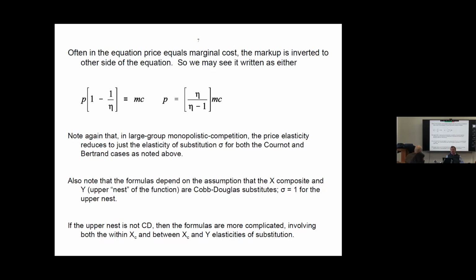Now, again, this is not the market elasticity of demand. This is the firm's perceived elasticity of demand, which depends on its market share. So you change the number of firms, you change the perceived elasticity of demand, but not the market elasticity of demand. The formula does depend on the fact that the upper nest in the utility function is Cobb-Douglas. If it's not, the markup formula is a lot more complicated, and we don't want to do that.